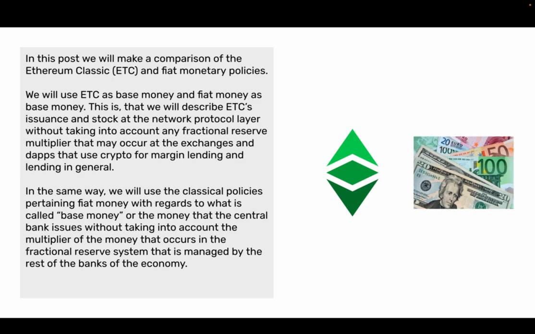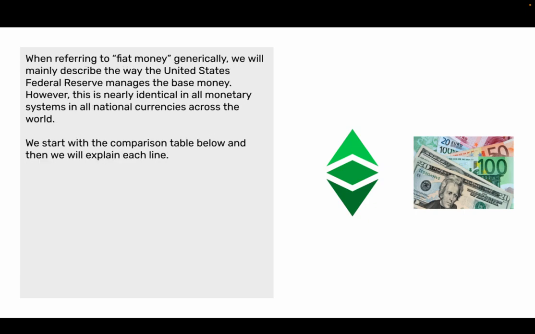We will describe ETC's issuance and stock at the network protocol layer without taking into account any fractional reserve multiplier that may occur at the exchanges and other dapps that use crypto for margin lending and lending in general. In the same way, we will use the classical policies pertaining to fiat money with regard to what is called base money, or the money that the central bank issues without taking into account the multiplier of the money that occurs in the fractional reserve system that is managed by the rest of the banks of the economy.